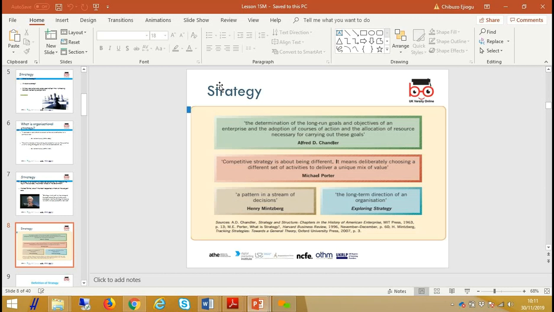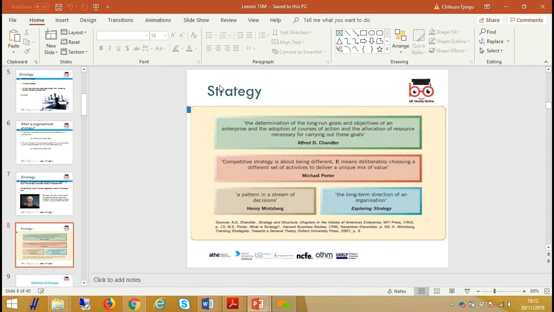According to Chandler, strategy is the determination of long-run goals and objectives, so long-term planning for an enterprise or an organization, adopting the course of action, and the allocation of resources necessary to carry out the goals. So what are your long-term plans, and what resources and actions do you need to achieve those goals? That's Chandler's view of strategy.